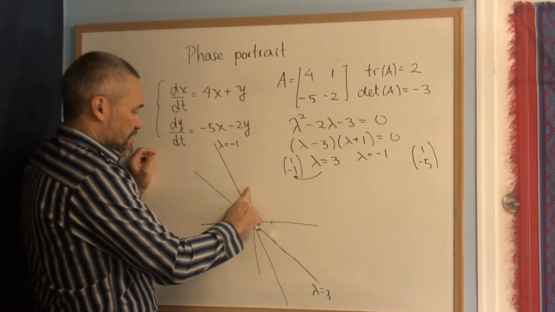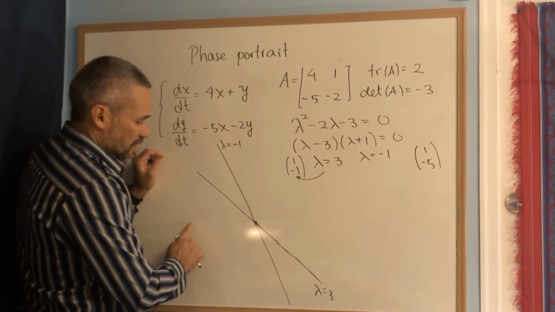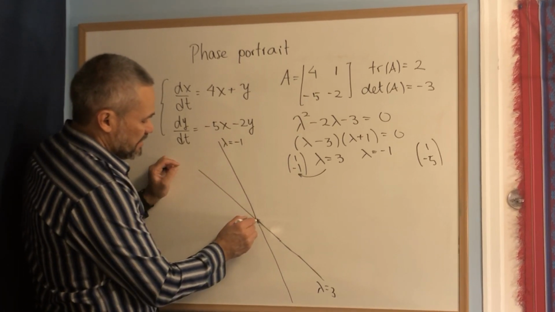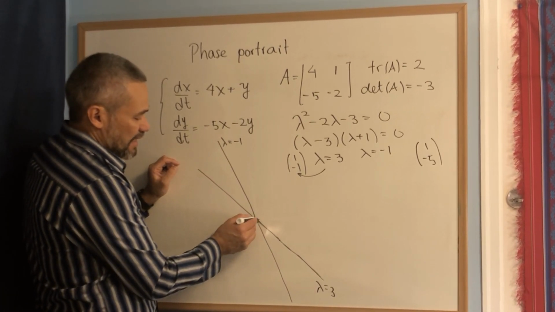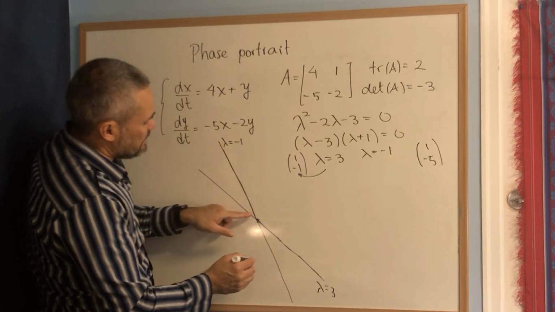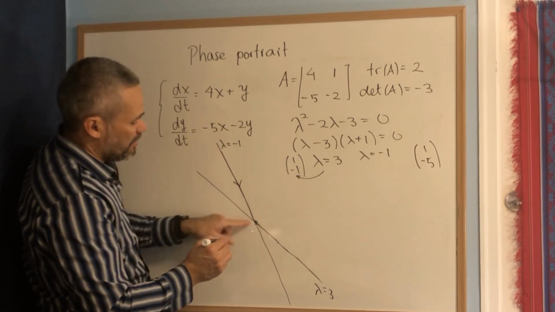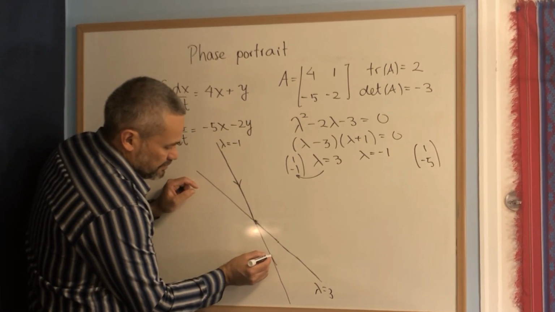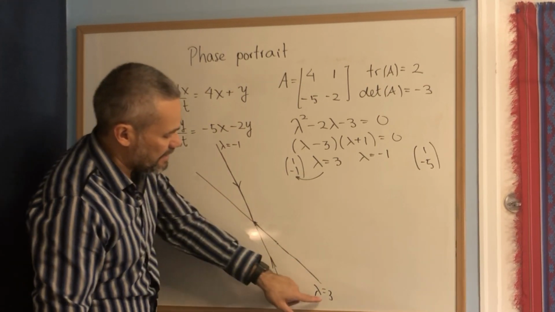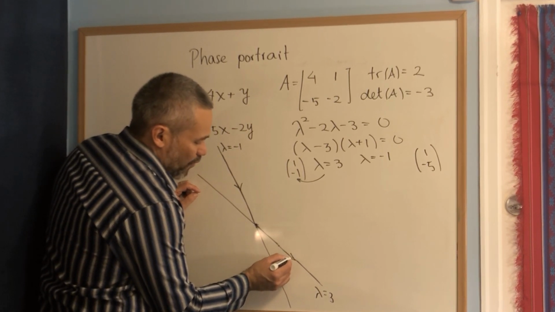Let's erase the axes because they are not part of the orbits. And remember that each line has to be viewed not as a line but as two semilines. Since for this semiline the lambda is negative, the arrow goes toward the origin. And since in this semiline the lambda is positive, then the arrow goes away from the origin.